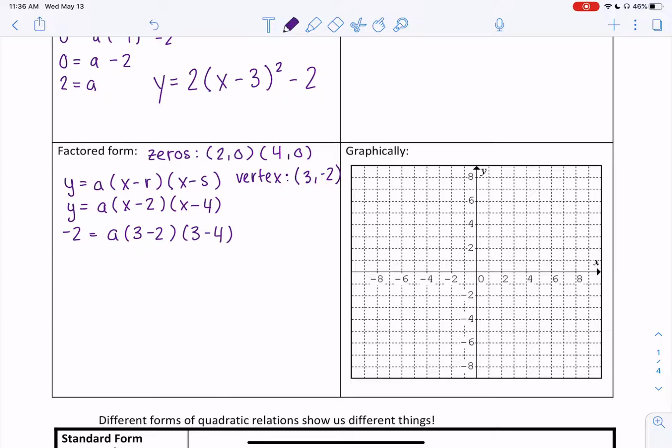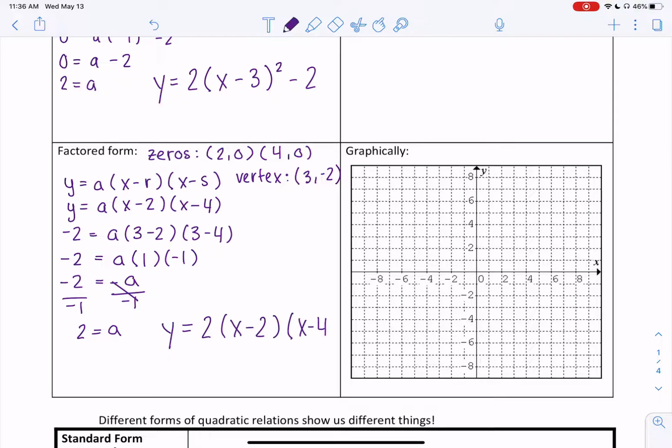Now I'm just going to simplify those brackets. And then do my multiplication. So we have -a, and then we'll get a all by itself by dividing out that -1. So now we can write it all out. So our equation is y equals 2(x minus 2)(x minus 4). So now we've written our equation in vertex form and in factored form.